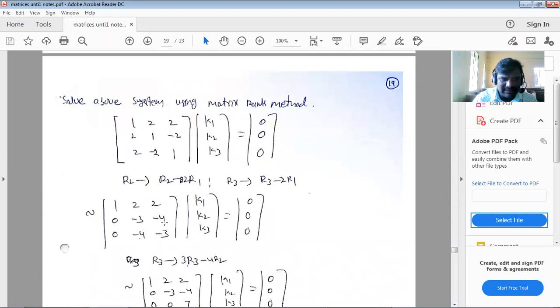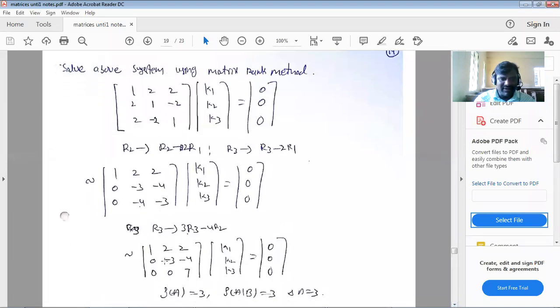And what is R3 implies? 2 minus 2, 0; minus 2 minus 4, this is also minus 6; and 1 minus 4, this is minus 3. The final answer we can get is the same, not affected, but the numbers are different. Therefore, this minus 3 and minus 6, which operation do I have to do? R3 implies R3 minus 2 R2, so that this element becomes 0.